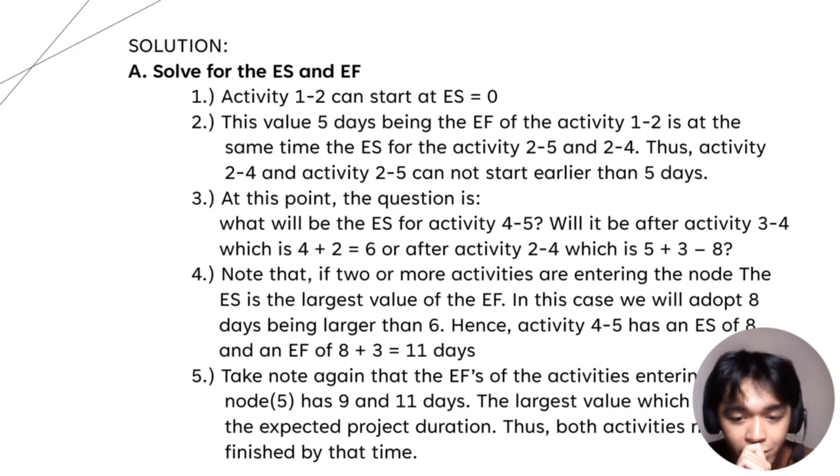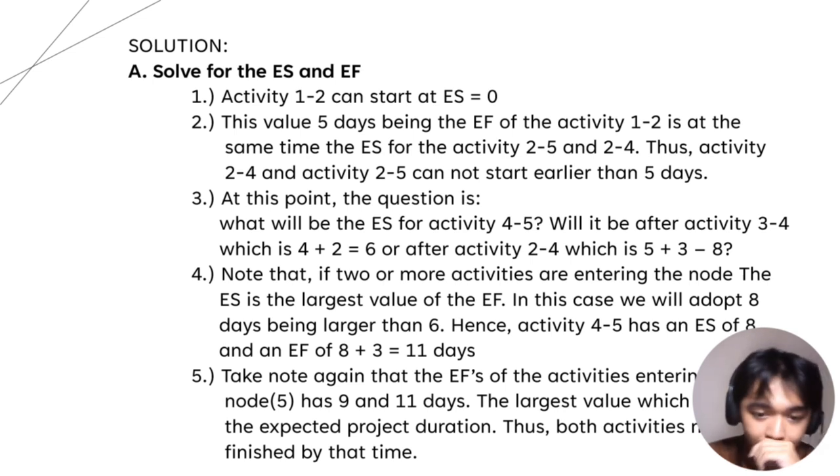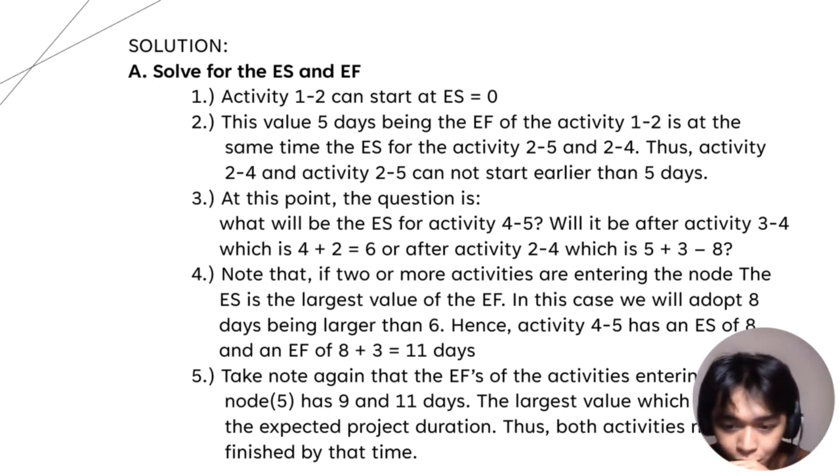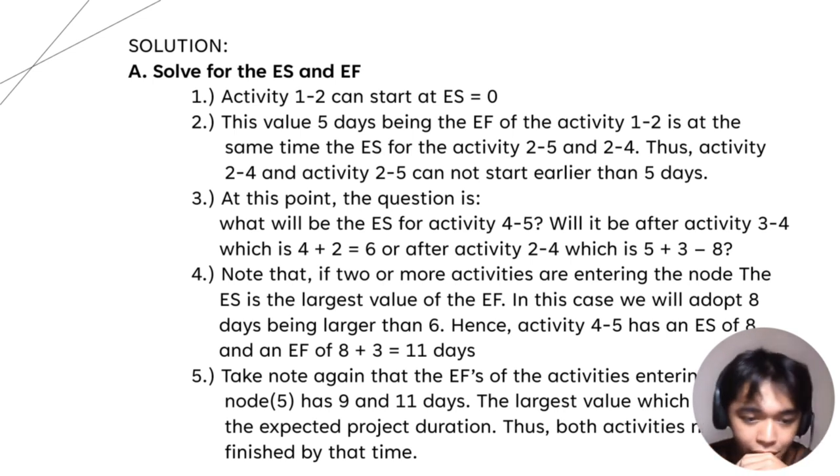So number 5, take note again that the EFs of the activities entering the final node are 9 and 11 days. So the largest value, which is 11, is the expected project duration. Thus, both activities must be finished by that time. So we will proceed into the next solution.